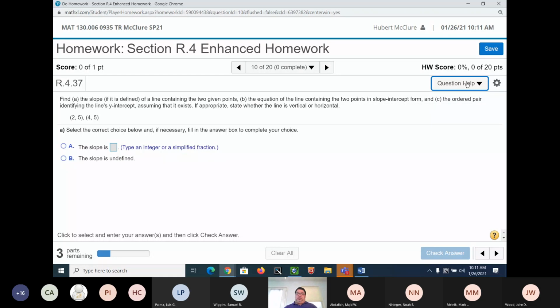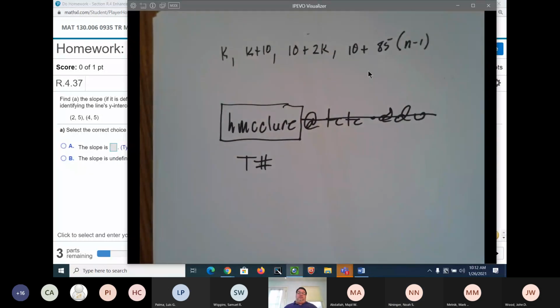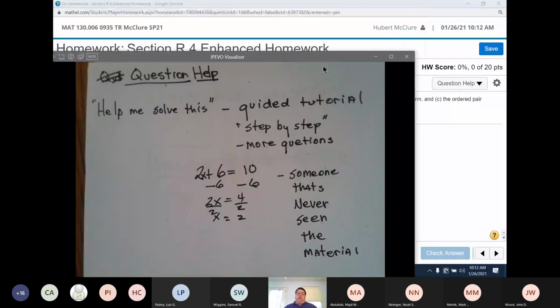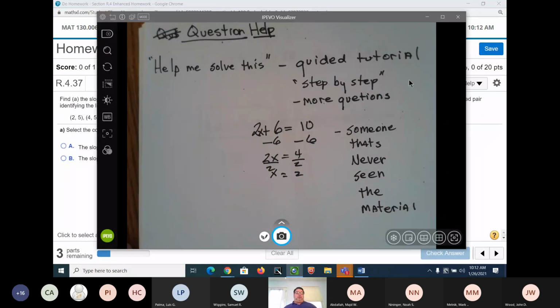Now, here are the things that I want you to write down with these. Hold on. Help me solve this. Help me solve this is basically the first thing right here. Help me solve this is a guided tutorial. It will show you step by step, but it will also ask you what? Questions. How many of you have had a teacher or a tutor that will ask you 15 questions before you get to the final answer? That is what a guided tutorial is.